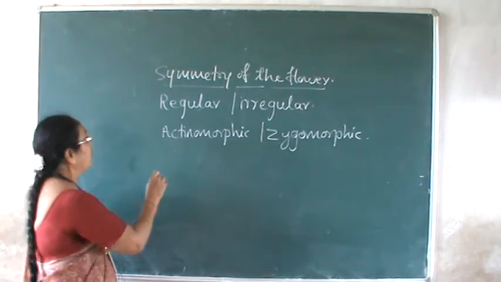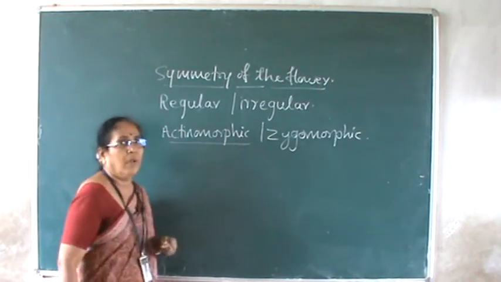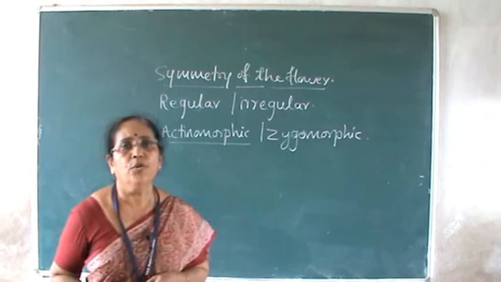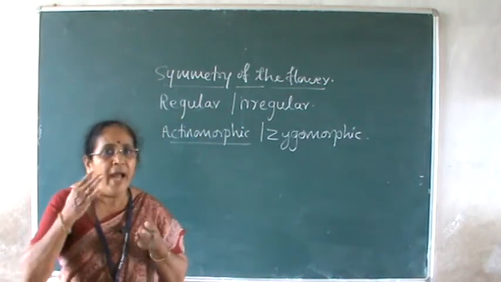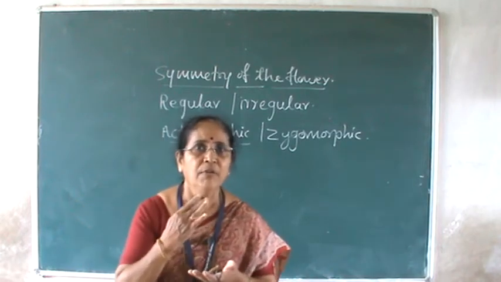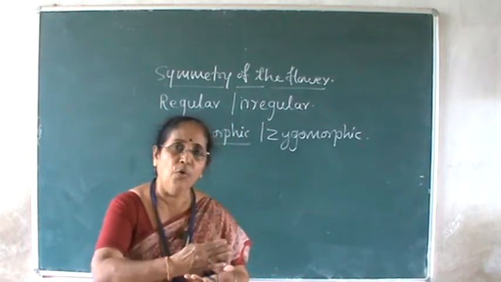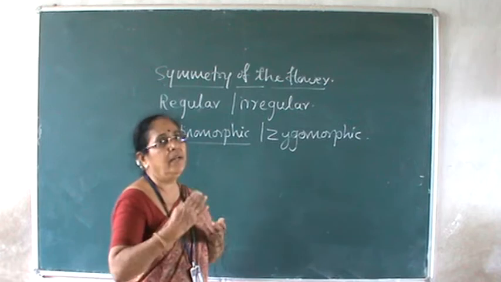The actinomorphic flower means the flower which can be cut into two equal halves in any plane. At whatever angle you cut, you must be able to make out two equal parts in one flower.